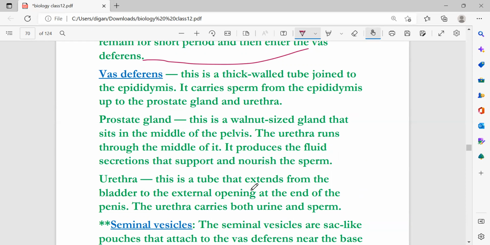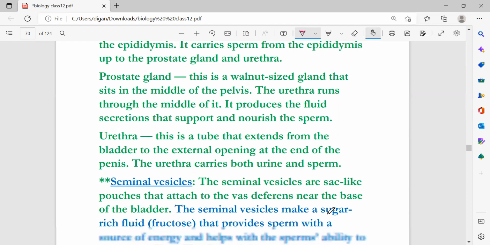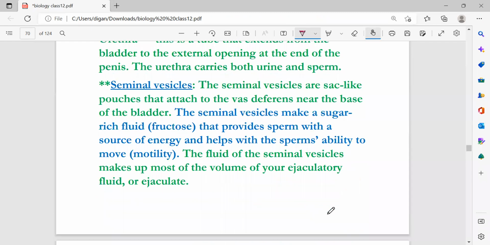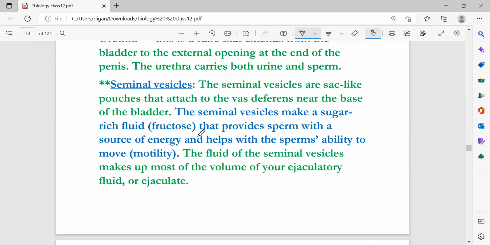Then the urethra is the tube that extends from the bladder to the external opening at the end of the penis. The urethra carries both urine and sperm. Then the seminal vesicle. So what is the main function of the seminal vesicle? It makes a sugary fluid that provides sperm with a source of energy and helps with the sperm's ability to move, motility. So a question may frequently ask, what is the function of the seminal vesicle?